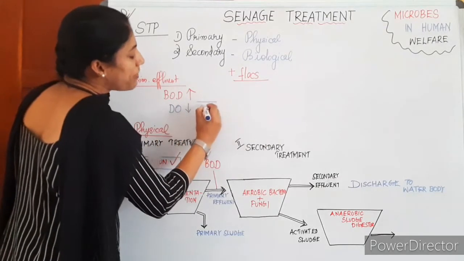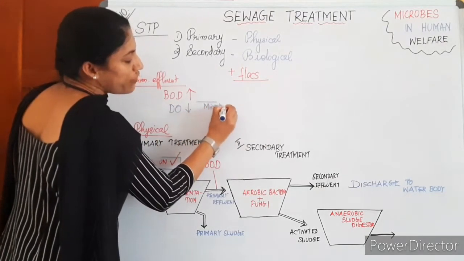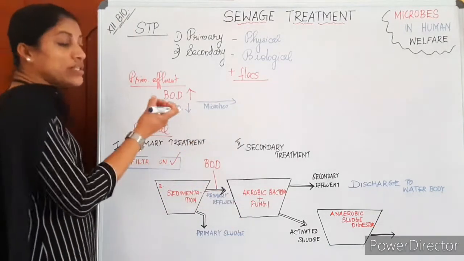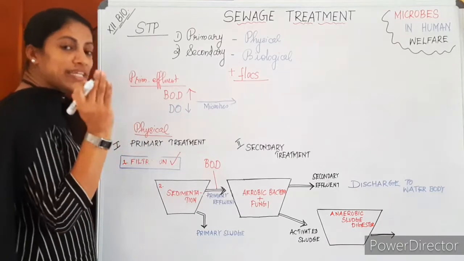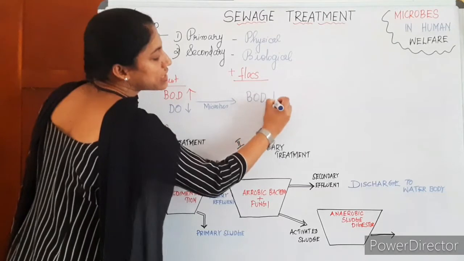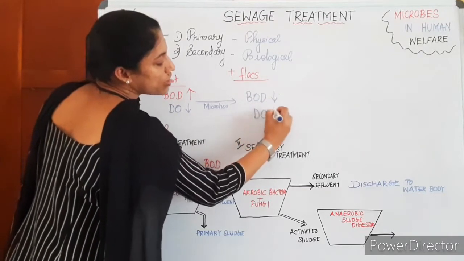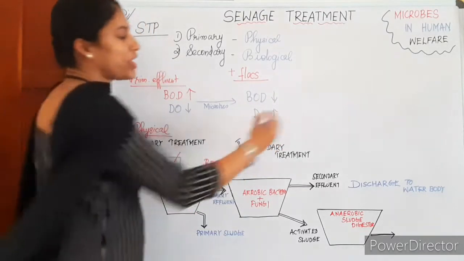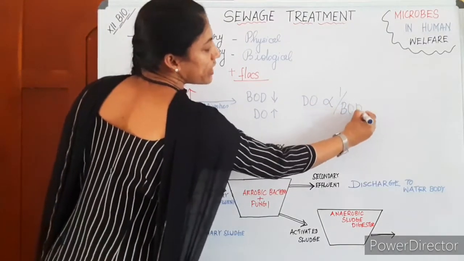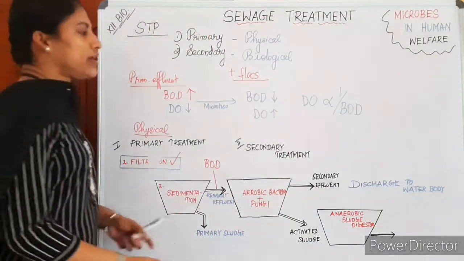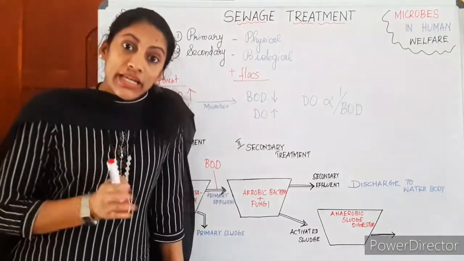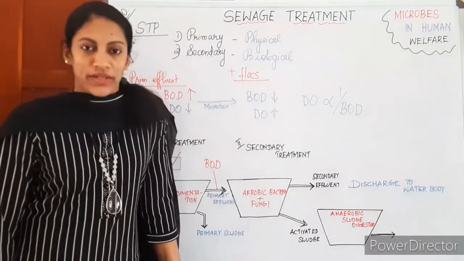And when these microbes, aerobic bacteria and fungi, act, they consume the organic matter and reduce the organic matter content. Then what happens? BOD gets gradually decreased. Dissolved oxygen content is inversely proportional to BOD, biochemical oxygen demand. The BOD will be gradually reduced and the dissolved oxygen content in the wastewater will be increased.